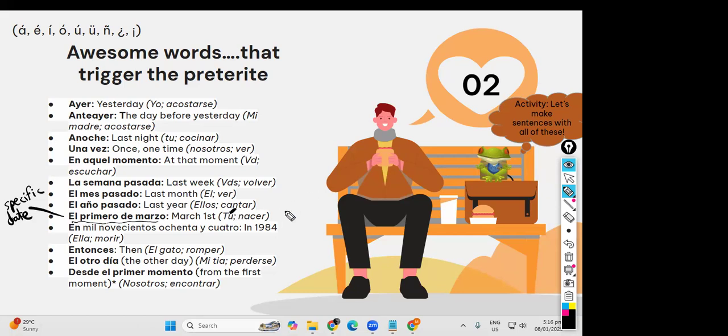So again, so tú naciste, right? You were born. El primero de marzo, tú naciste. Or naciste el primero de marzo, right? Look at another way to say your birth date.